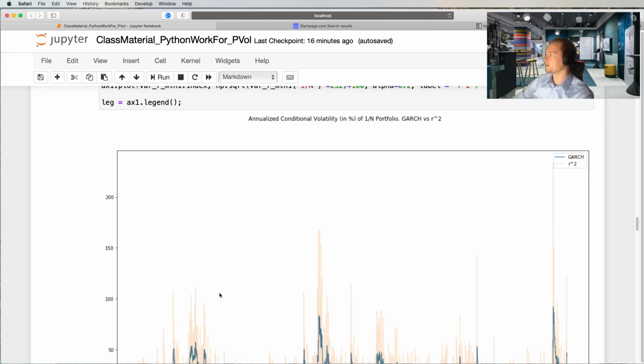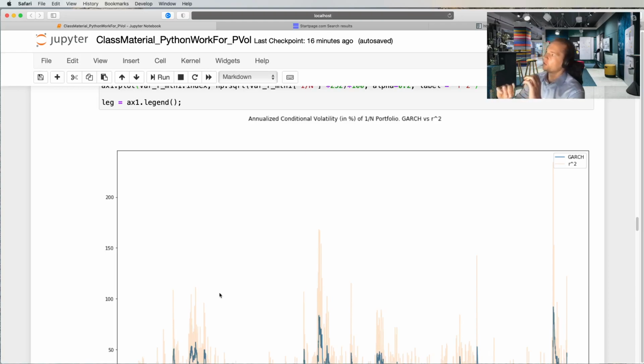Okay, so there's a wonderful comment in the chat, or let's say one wonderful question. Shouldn't the return be shifted, so the R square be shifted by 1 day, because for the squared returns, we use today's return to calculate today's vol, but for GARCH, we use yesterday's returns to calculate today's vol, don't we?